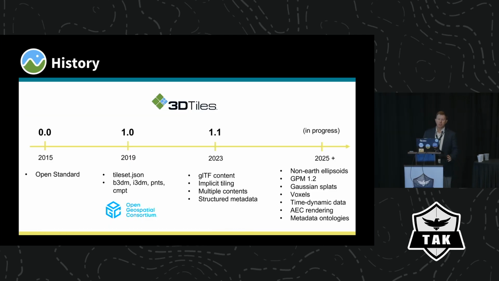A little bit of a look at the history. As I mentioned, we created 3D Tiles as an open standard in 2015. The first version was released in 2019. It did include a couple of different data format types as far as the payloads for how data was delivered. In 3D Tiles 1.1, we then standardized on glTF, included the implicit tiling and the metadata. And then we have quite a lot in progress as well, and I will walk through some of those exciting updates on the next few slides.